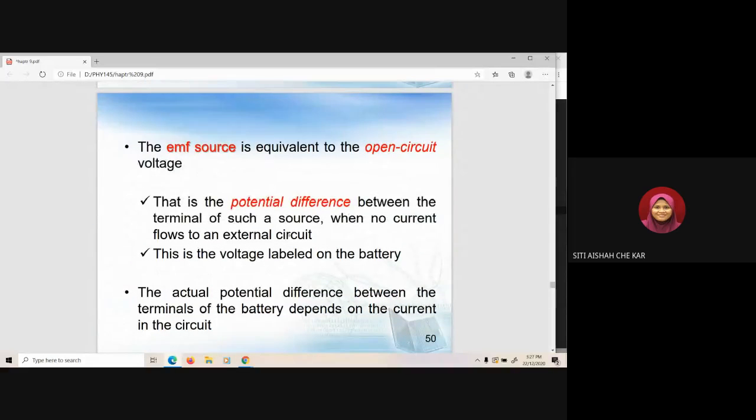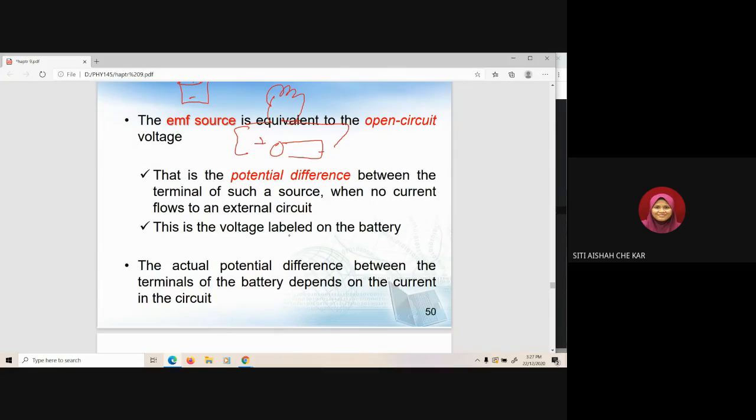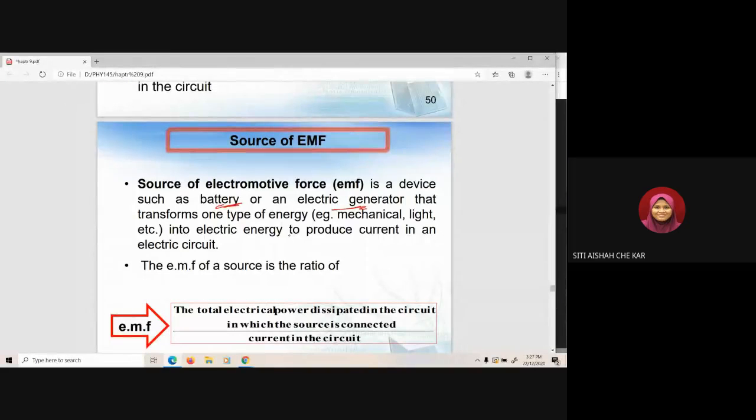So the EMF source is equivalent to the open circuit voltage. So waktu circuit ni tak sambung pada apa-apa lagi, tak sambung kepada bulb ke. Waktu asal tu, waktu open circuit, itulah yang kita panggil EMF. Okay. So contoh EMF adalah macam bateri, electrical generator, apa-apa saja yang produce direct current, kita boleh panggil dia source of EMF.